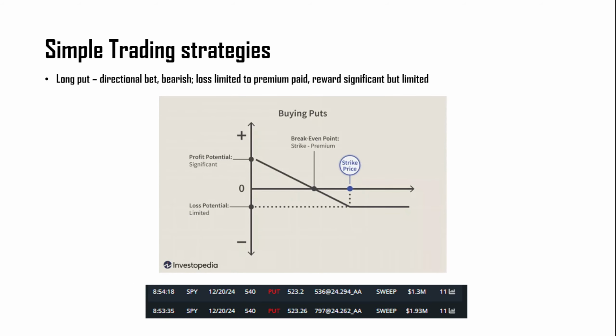Right, so you have a long put. Again, it's a directional bet, and it's bearish. Loss is limited to the premium paid, but the reward is also limited. That's the thing about puts: the reward is limited, unlike calls. With calls you have unlimited profit, unlimited reward. But again, your loss is limited to what you pay for the premium.